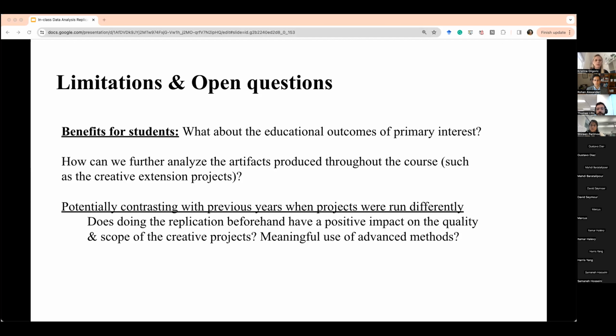differently. And in particular, there were a lot fewer constraints, so they were fully freestyle. And then the question is whether doing a replication beforehand has any kind of positive impact on the quality and the scope of creative projects, and perhaps a more meaningful use of advanced methods like the sensitivity analysis that I described in the case of the cement floor study.